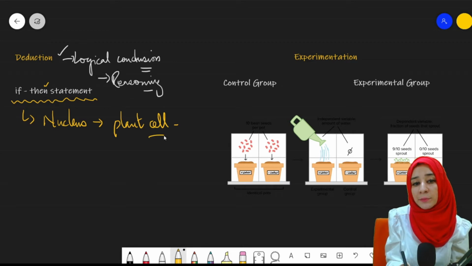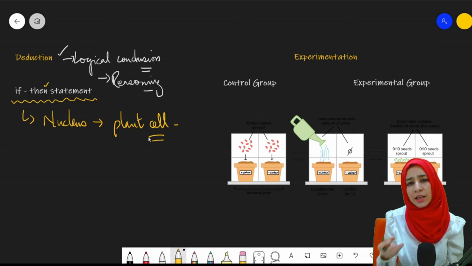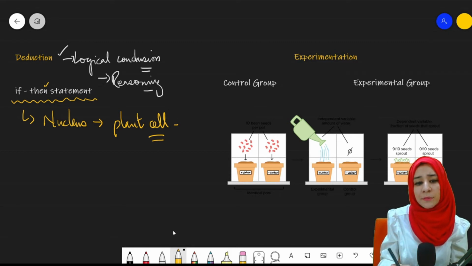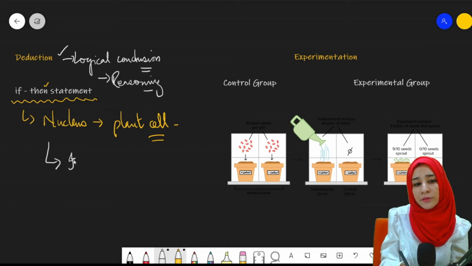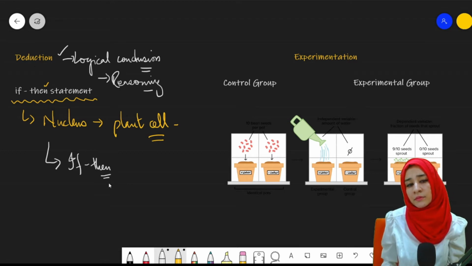This is basically a hypothesis, a simple, general statement that every plant cell has a nucleus. Now, on the basis of this, a reasonable statement will be given. A reasoning will be given. A logical statement will be given. And that will be in the form of an if and then statement. Biologists said that all plant cells have a nucleus. This is a hypothesis which has never been rejected or proven right.